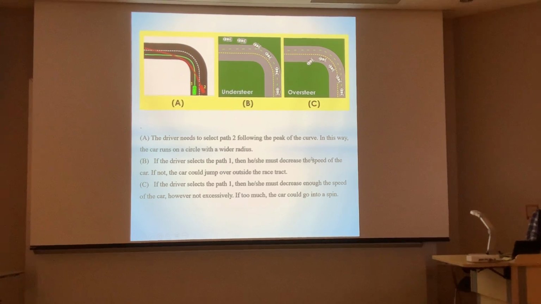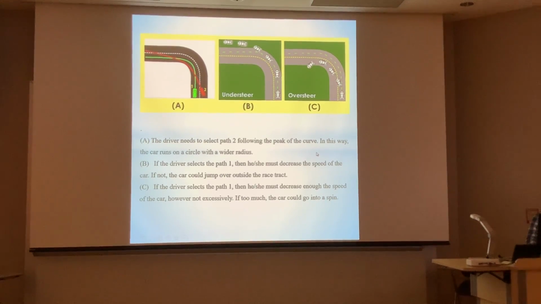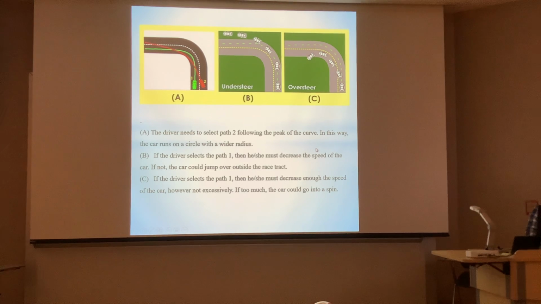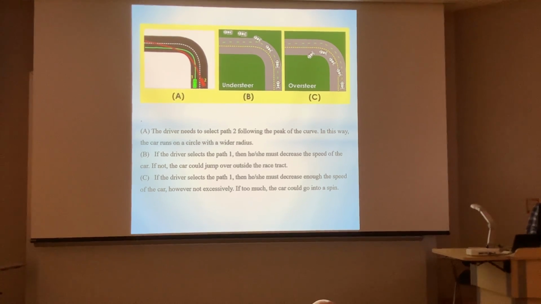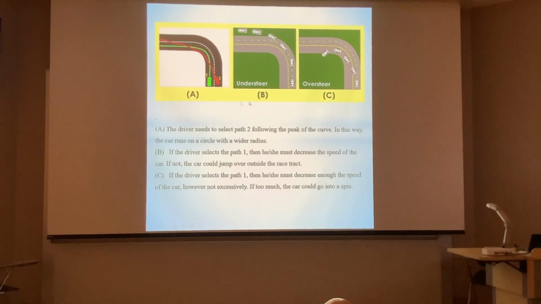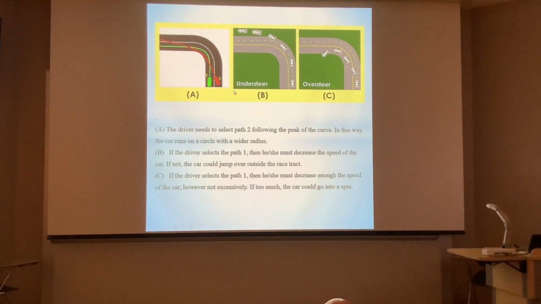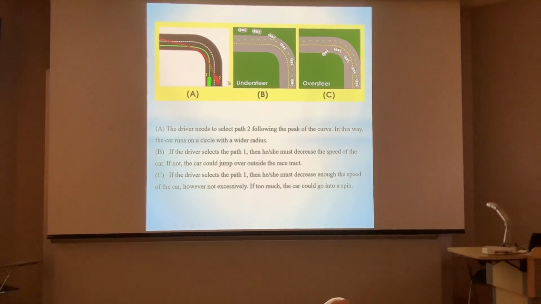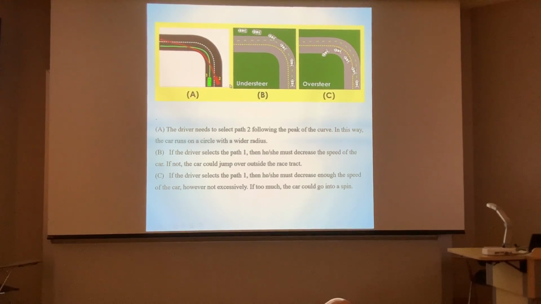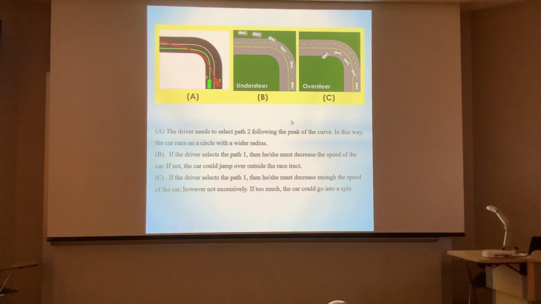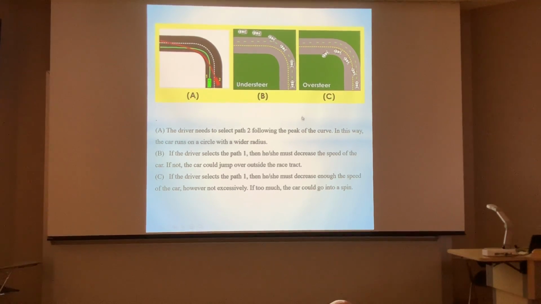And these are the schematics of the car racing. Figure A is when the drivers need to select between path 1 and path 2, when he should choose the peak of the curve or the curve. And in figure B, he can choose between path 1 and path 2.